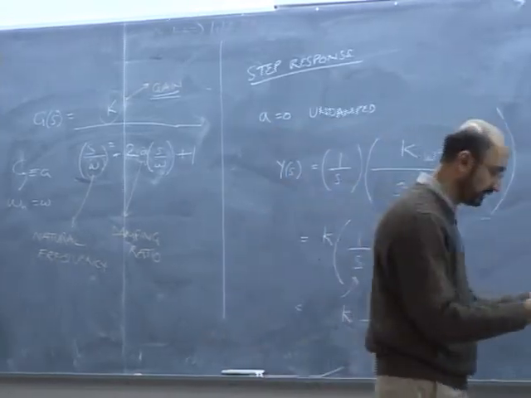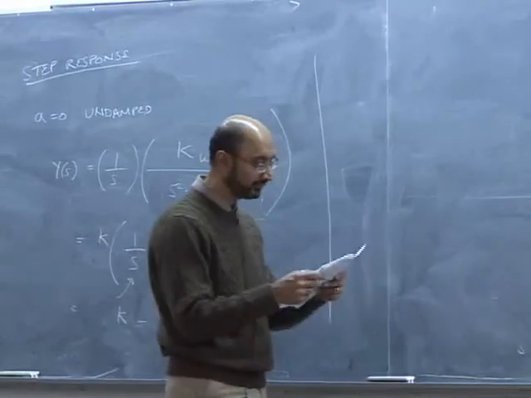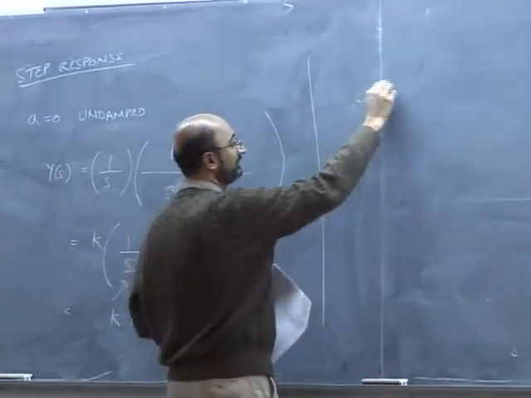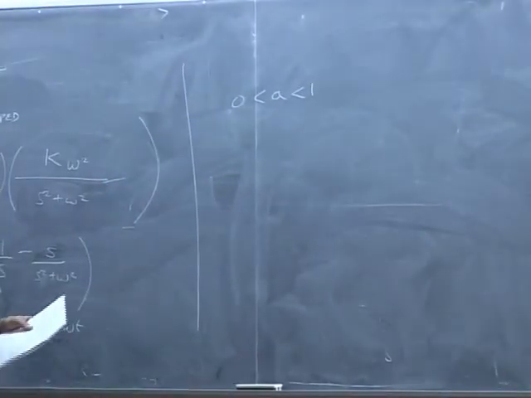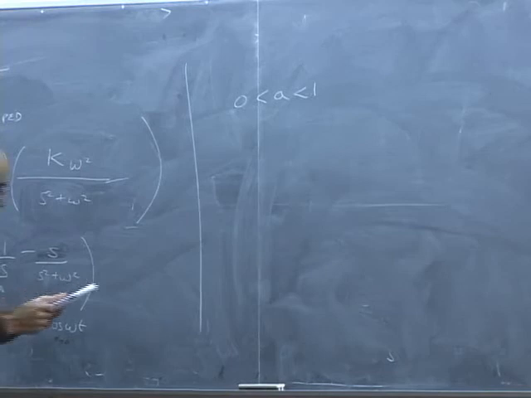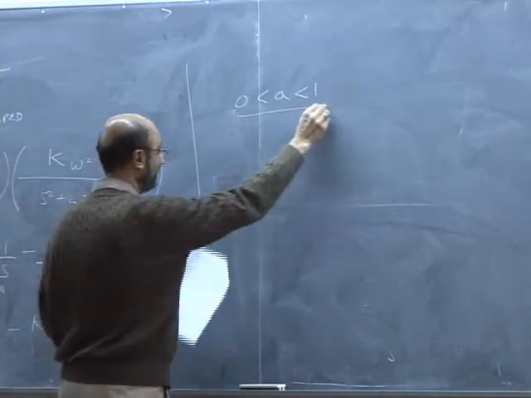Okay. Let's look at another system where we have 0 less than A less than 1. And we call this an underdamped system. And in a minute, we'll see what that means. So let's just look at this case.